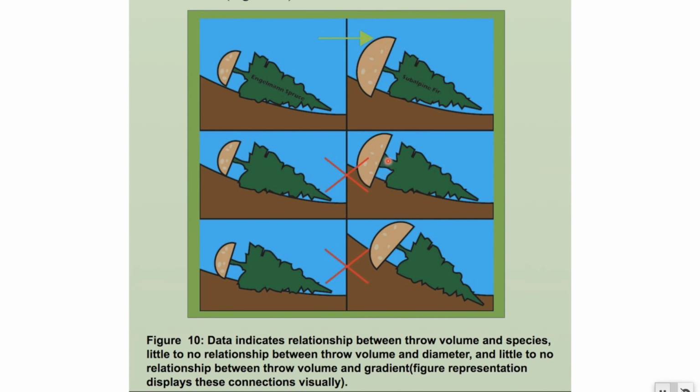We didn't see that a larger circumference resulted in more sediment uprooted, and we also did not see, as with a steeper gradient, more sediment uprooted, which was surprising.